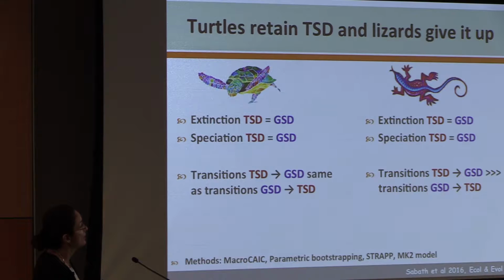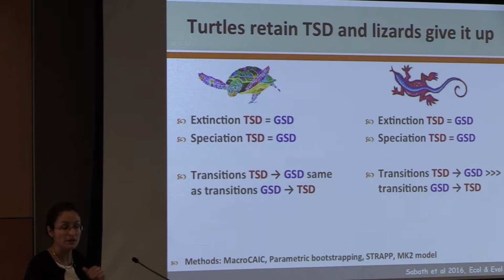However, we did find that the transitions from TSD to GSD are greater in lizards, and the results are the same for squamates. These transitions from TSD to GSD are greater in lizards than the transitions from GSD to TSD, whereas in turtles, the transitions in one way or the other are the same in both directions. So this tells us that turtles retain TSD, the ancestral state, whereas the lizards give up TSD more often.